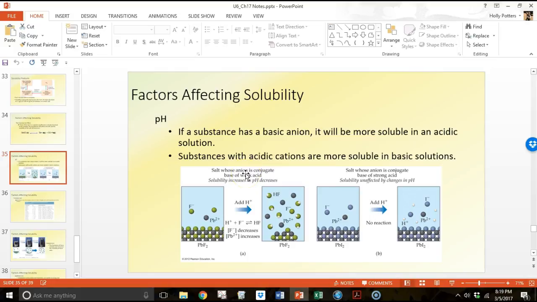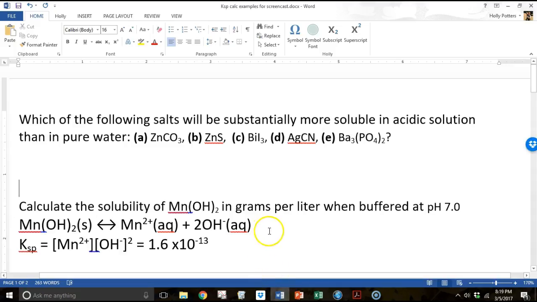The opposite is true with acidic cations. The acidic cations that we associate with hydrolyzing to form acidic solutions will be more soluble in basic solutions. So kind of the same idea, just in reverse. Just to take a look at that effect on solubility, let's look at a calculation real quick. Actually, sorry, first we'll look at a qualitative question and then a calculation.